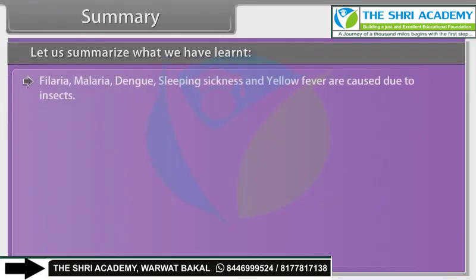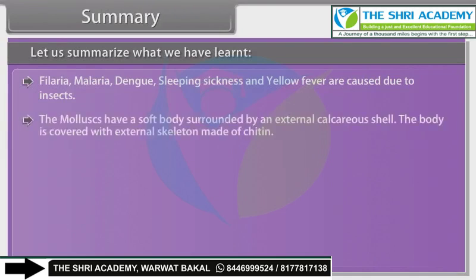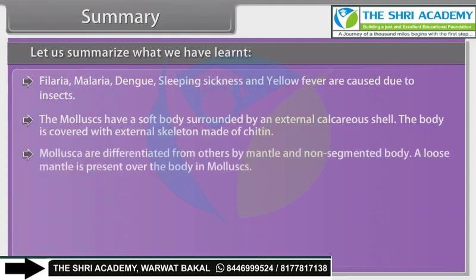Filaria, malaria, dengue, sleeping sickness and yellow fever are caused due to insects. The mollusks have a soft body surrounded by an external calcareous shell. The body is covered with external skeleton made of chitin. Mollusca are differentiated from others by mantle and non-segmented body. A loose mantle is present over the body in mollusks.